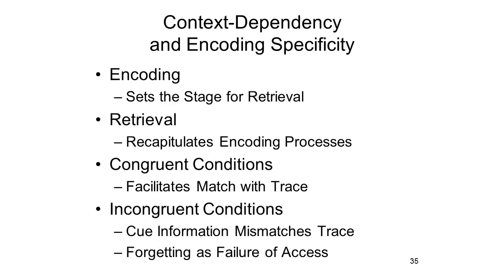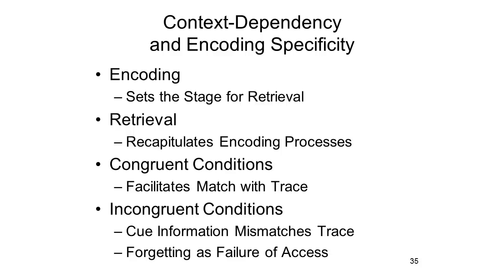So for purposes of these lectures, I've been treating encoding, storage, and retrieval as separate stages in the processing of memory, but it's clear by now, I think, that they're really not that separate. They are interdependent in particular ways. Encoding sets the stage for retrieval. How an item is encoded in memory is going to determine the easiest way for it to be retrieved. Effective retrieval processes recapitulate encoding processes.